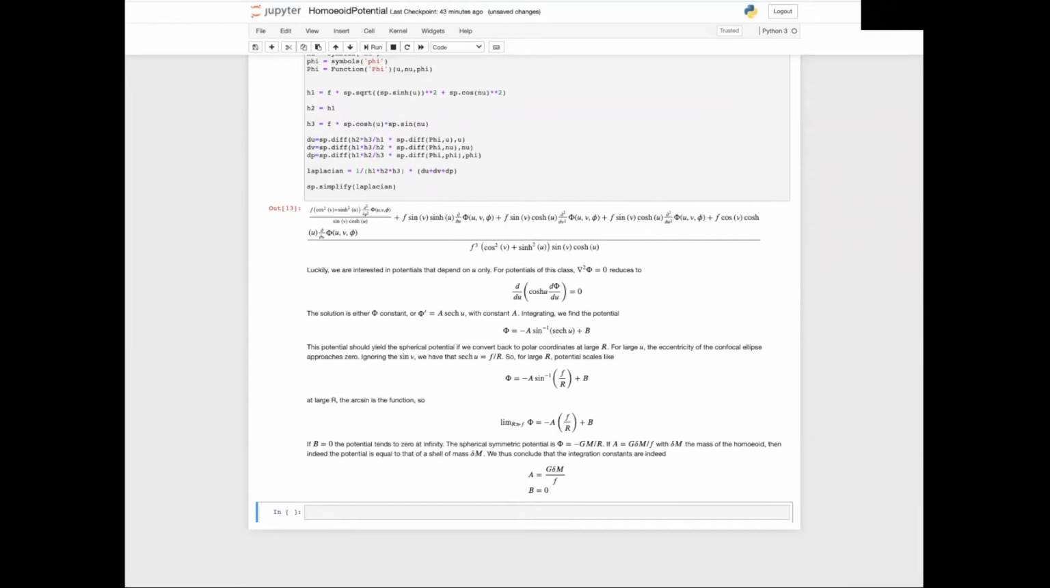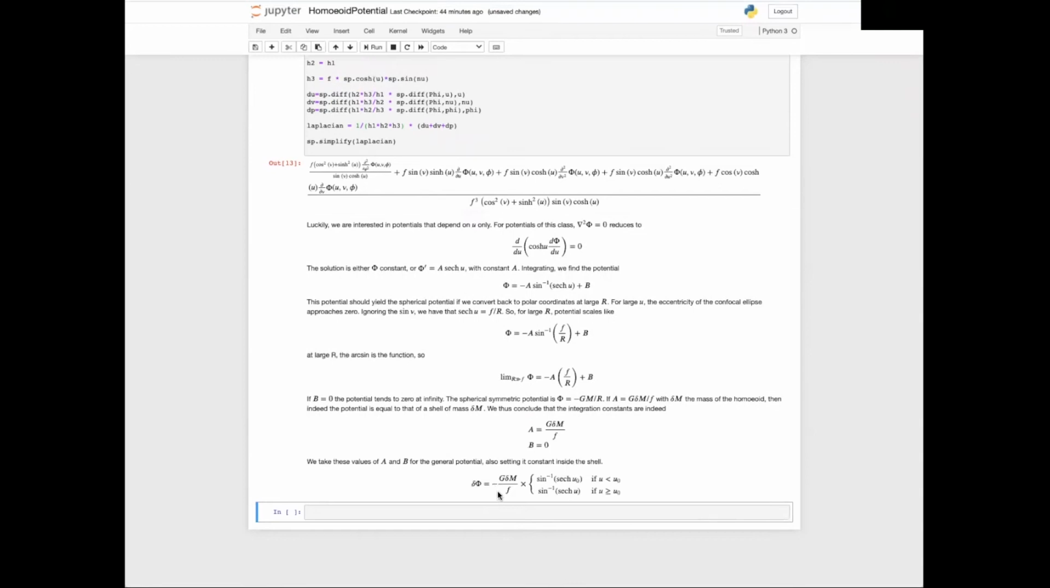So we take these constants to the general potential. Again, this is the general potential. And the other solution was the potential being constant. So we can write both solutions in a piecewise function, writing it in this way. For u bigger than u naught, you have the solution that depends on u. And for u inside u naught, you have a constant. The potential is continuous.